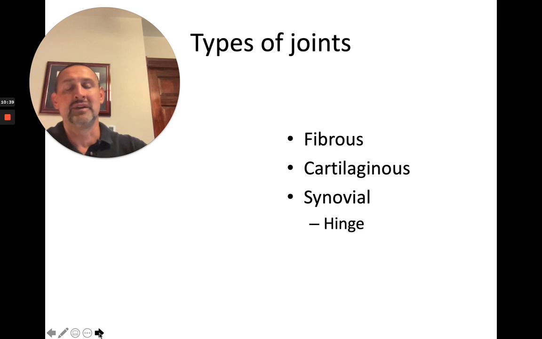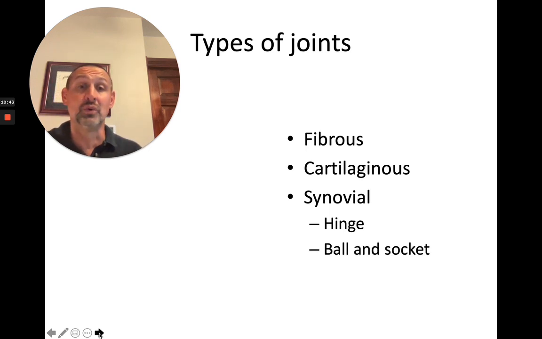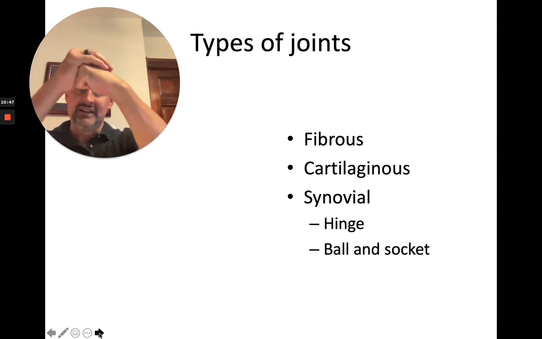Things like a hinge joint, that would be your elbow. It kind of swings like a hinge. Ball and socket would be your shoulder, because you can rotate it, a ball part in a socket.